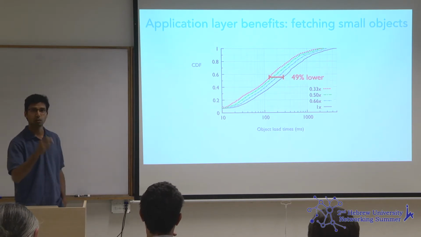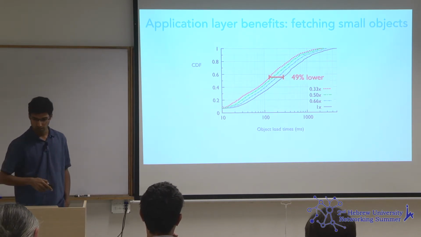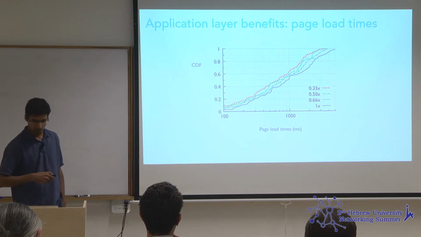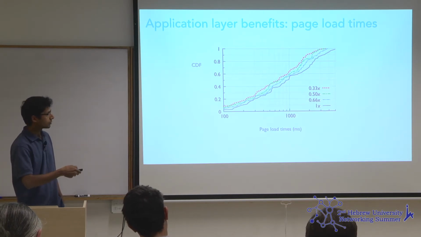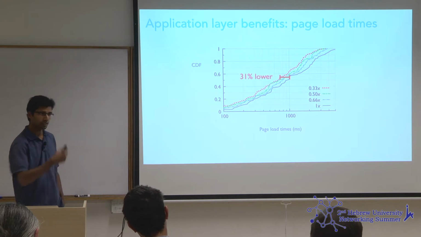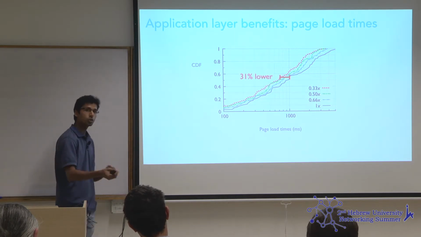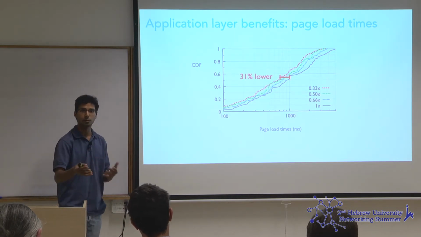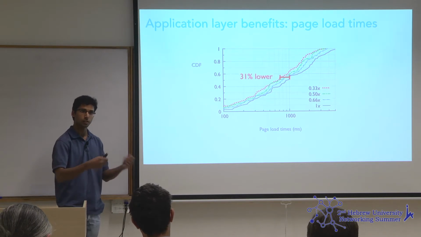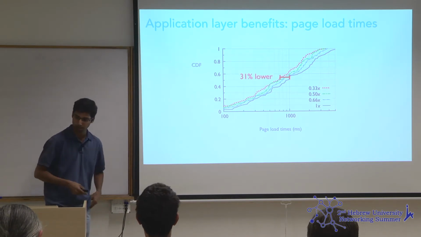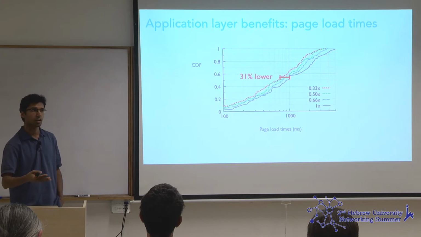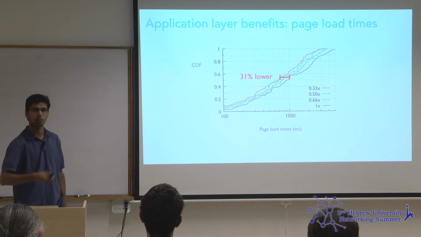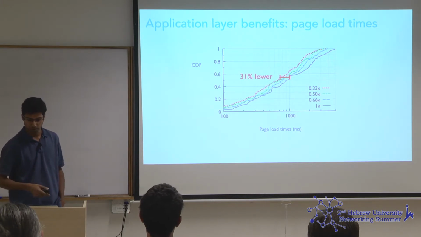And this is where the end host overheads come in. For web page load times, you can reduce them by 31%. And this is again because web pages, you don't see the entire 67%, because web pages are complex objects with many dependencies and such. And there's some constant times involved there. The web server is going to take some time in issuing responses, etc.